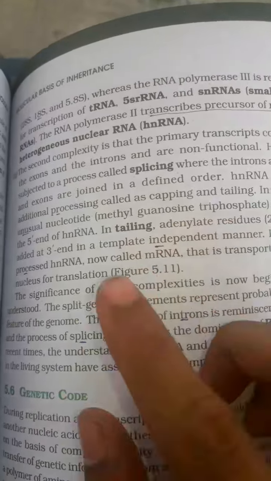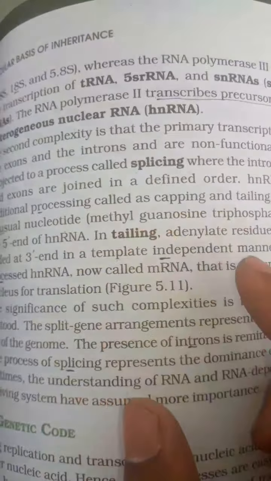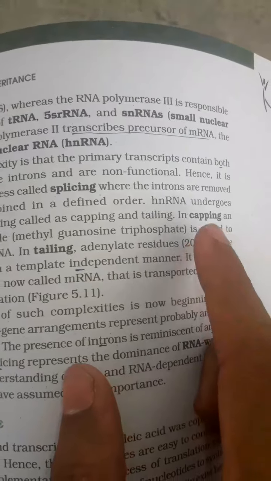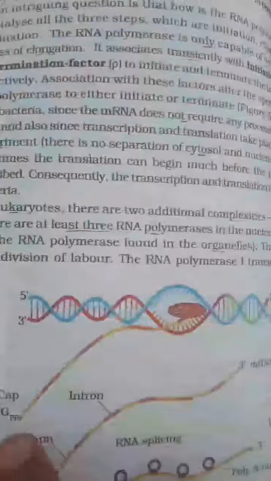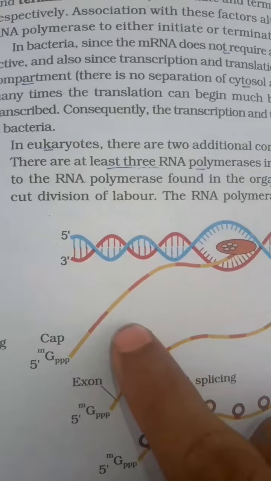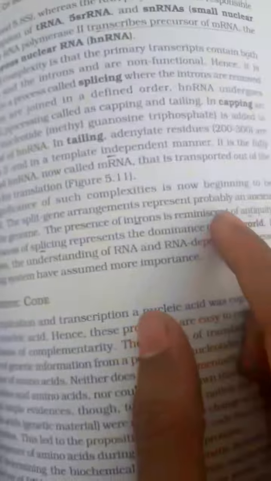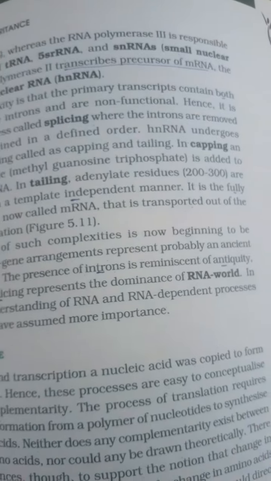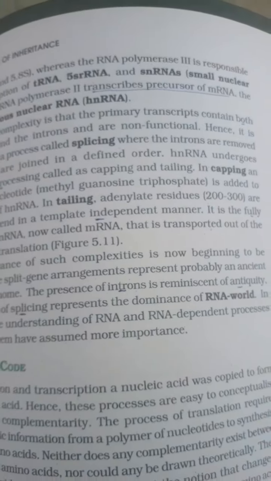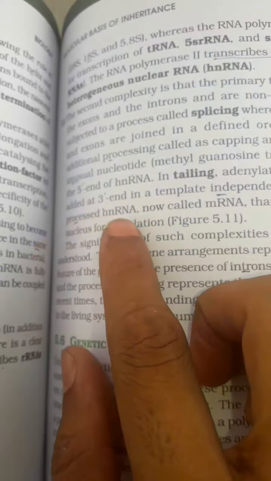So there is a precursor of mRNA, that is hnRNA, and it needs splicing, that is the removal of the introns. During the splicing there is a capping and there is a tailing. Capping occurs at the 5' end of hnRNA, that is the 5-methyl guanosine triphosphate, and at the 3' end there is the addition of adenylate residues. The adenylate residues, that is 200 to 300, are added.